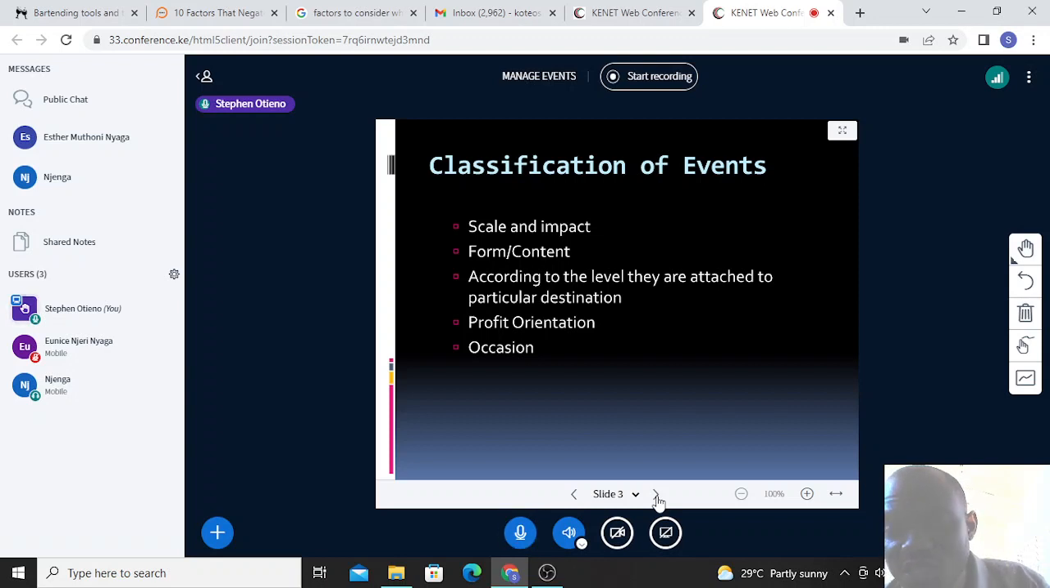That is why we classify that as a content-based event. Another basis of classifying events is according to the level that are to a particular destination. And then we may have events that always take place in the same community. It is referred to as community events. We can have those that always take place maybe within a specific region.